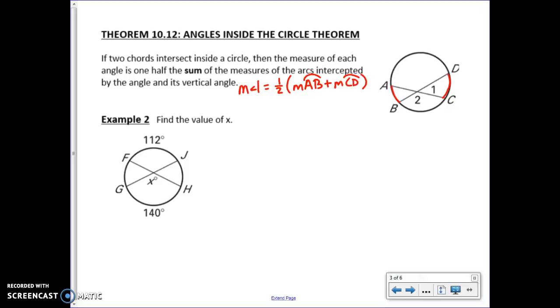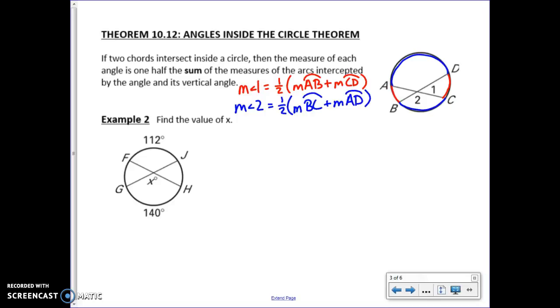We can do the same thing if we want to know the measure of angle 2. It's half of BC plus AD. So the measure of BC plus the measure of AD.